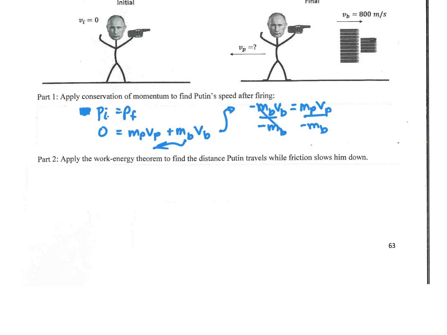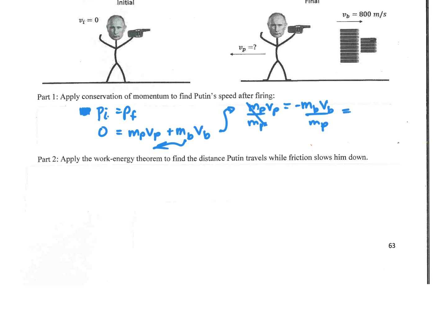Let's try this again. Mass Putin times velocity Putin equals negative mass bullet times velocity bullet. We're going to divide by his mass to find his final velocity. Okay, so we know it's going to be negative, and that makes sense. So now we actually figure out what that's going to be.